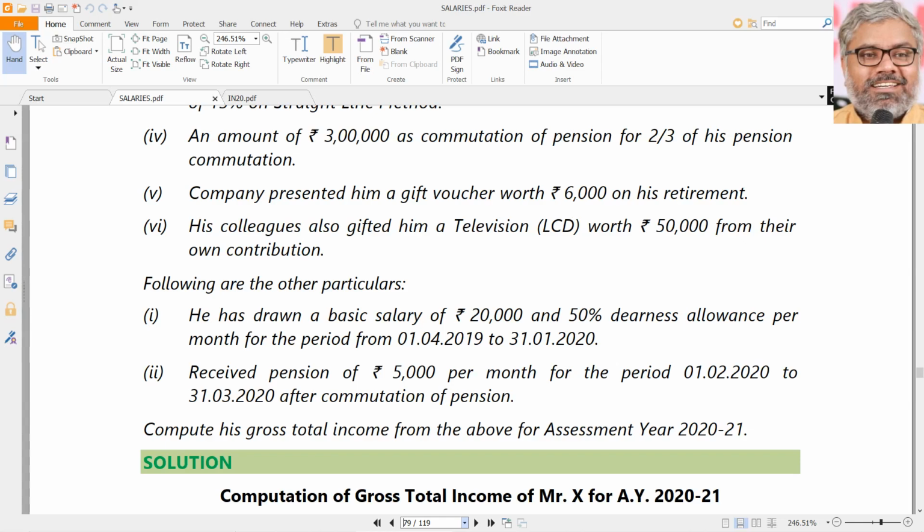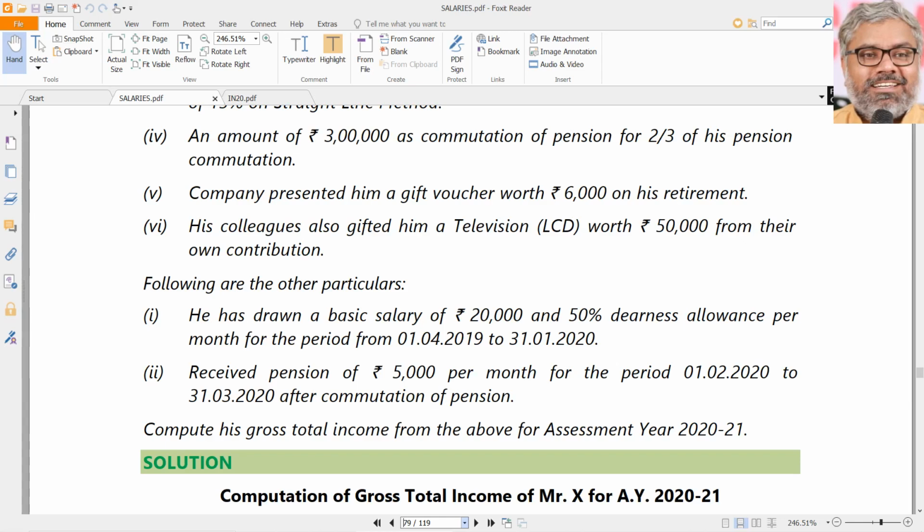And for the following is the other information available. He has drawn a basic salary of 20,000 rupees per month and 50% of DA per month for a period between naturally April to January for a period of 10 months. And received pension of 5,000 rupees per month for the period February to March after commutation of the pension. So already after commuting, remaining amount is 5,000 rupees per month. How many months like that? February and March, only 2 months. So some portion is commuted and he already received some commuted pension, that is separate. This 5,000 rupees is uncommuted pension that he has received after commutation of pension.